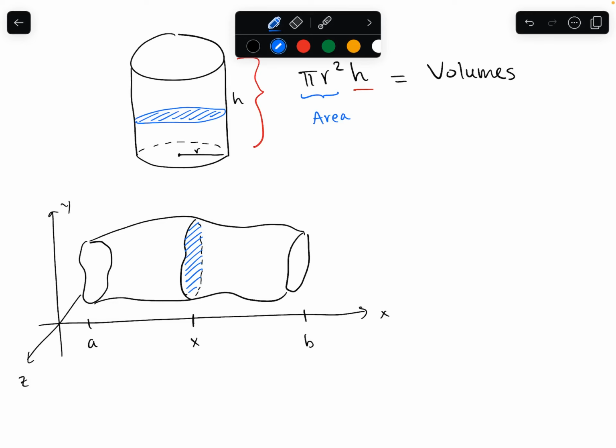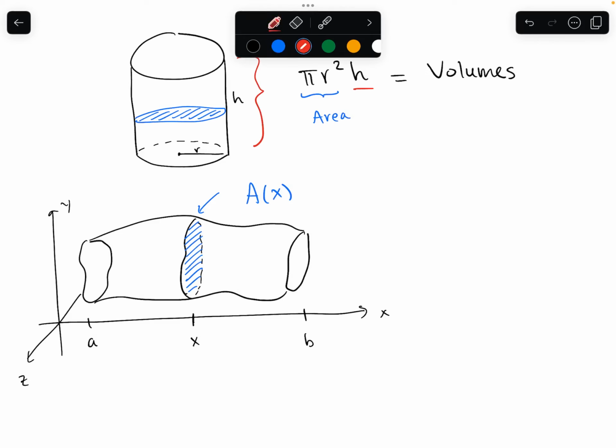And then you look at the cross section here at the point x, so this little slice going across. What you do is you have to compute the area of the cross section at x. How this is done in general, there's not a closed formula for it. We'll look at tons of examples where you can do this, but the idea is you get the area of this cross section at x.